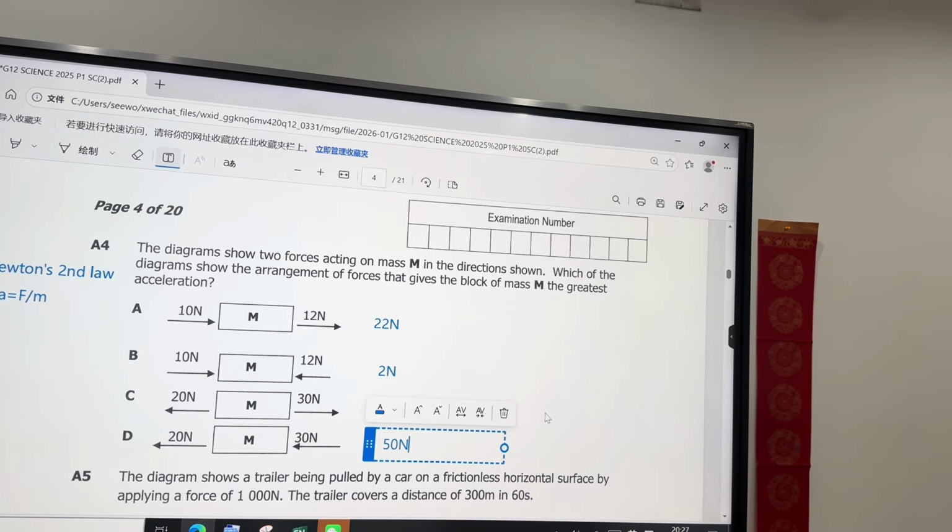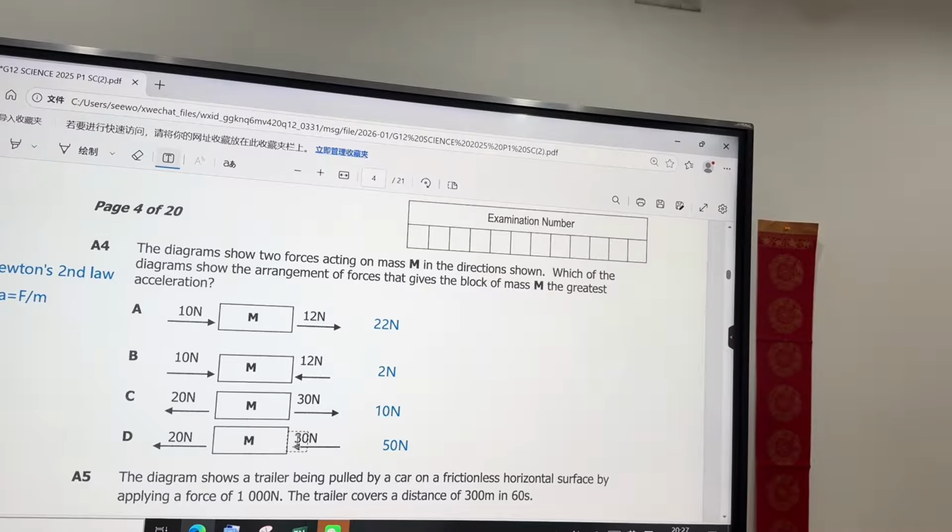So you can see that D gives us the greatest what? Net force. So it should be D that will give us the what? The greatest acceleration. So if the question was which one gives us the least acceleration, you would pick this one with the least net force. So the best answer here for the greatest acceleration is D.